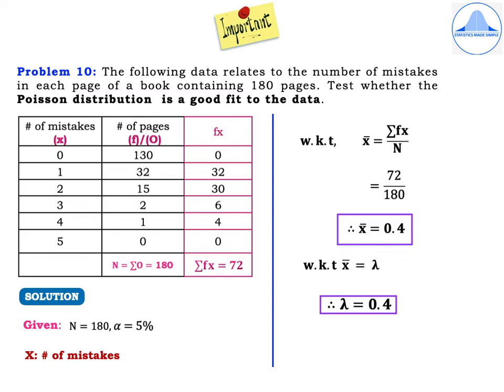Now write the formula of the arithmetic mean. That is, we know that x bar is equal to summation fx by capital N, which is 72 divided by 180, and you get x bar equal to 0.4. Now we have to equate the mean of the problem to the mean of the Poisson distribution. So we know that x bar is equal to lambda. That means lambda is equal to 0.4.